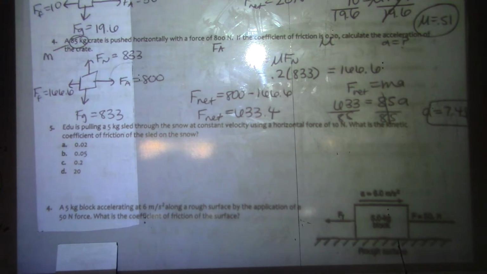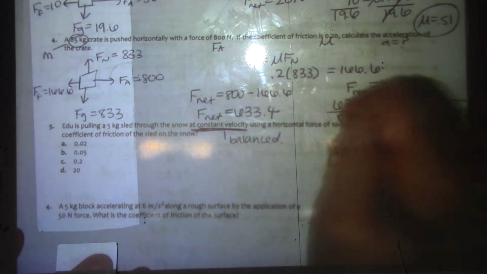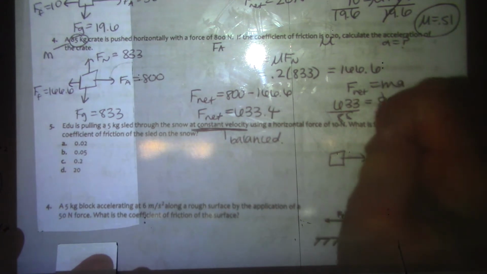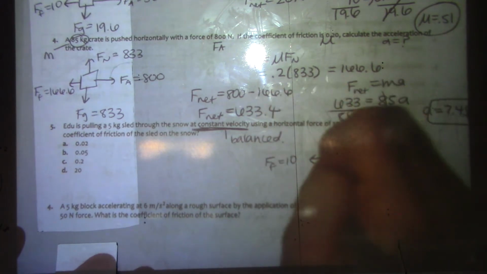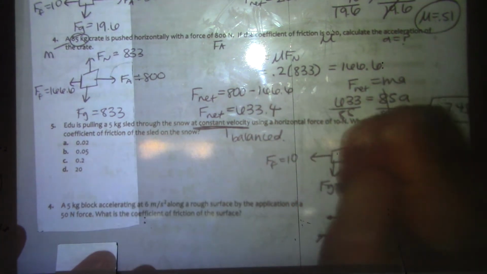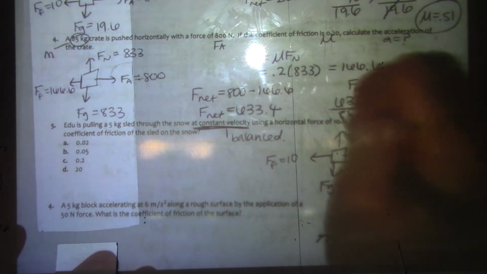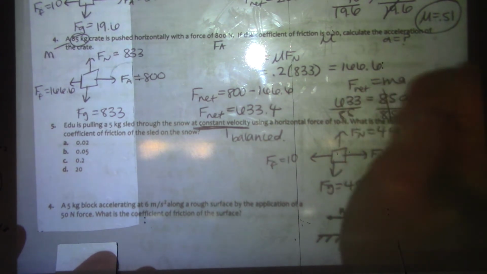Ito is pulling a 5 kilogram sled through the snow at a constant velocity using a horizontal force of 10. What is the kinetic coefficient of friction? So think about, when we're talking about constant velocity for forces, you need to know that that means balanced. An applied force of 10, and we just said the forces are balanced, that means my friction force must also be 10. My force of gravity is just going to be mass times 9.8, so that's 49, and then it's not falling down, so my normal force will also be 49.